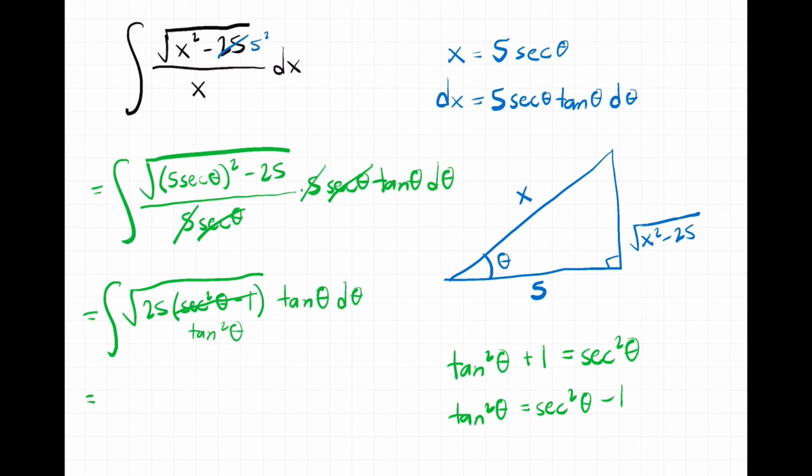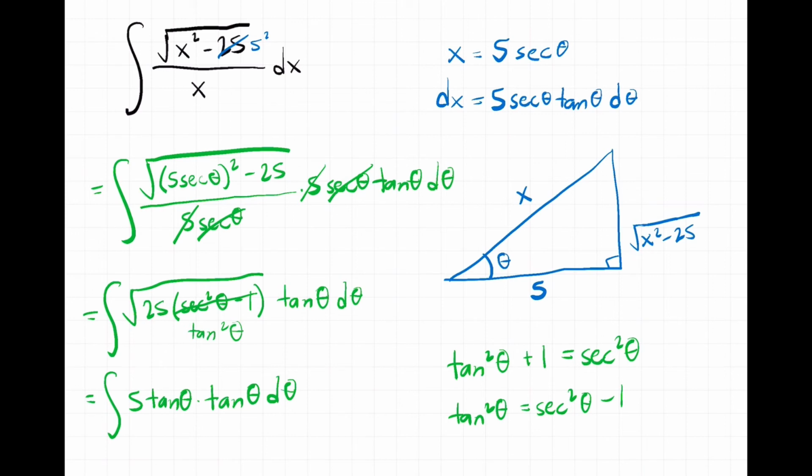And now that my root is in the form of a product of several things under the root, I can actually take the square root of each of those things. I have the integral of the square root of 25, that's 5, times the square root of tangent squared theta, which is just tangent theta, times tangent theta d theta, and I end up with tangent squared theta times 5, again in my integrand.